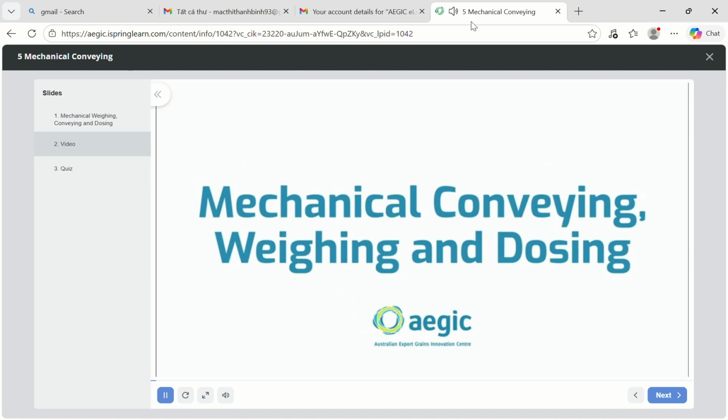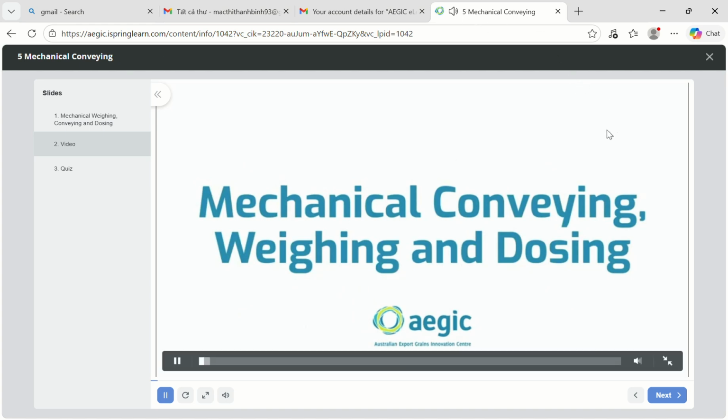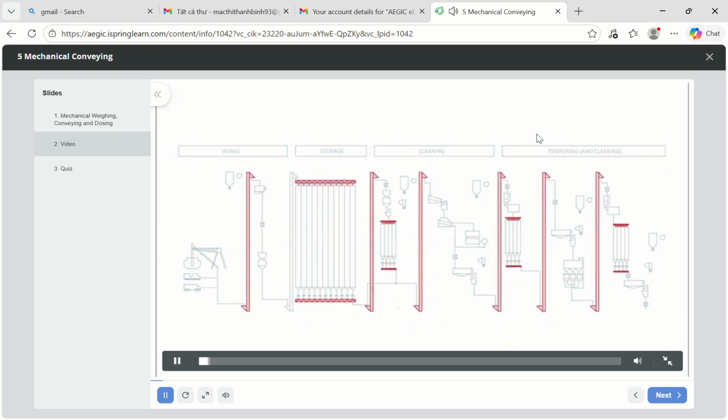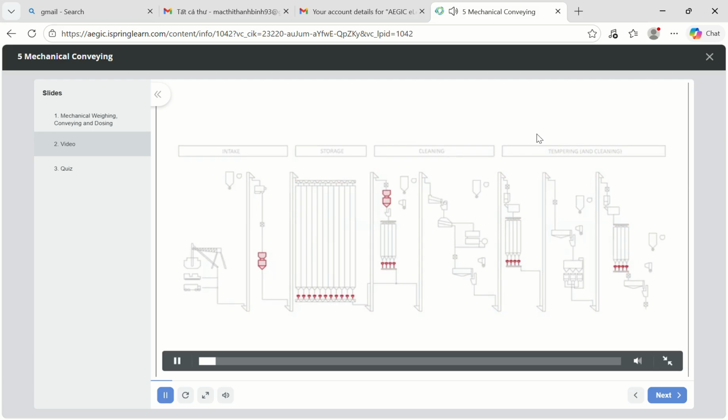Conveying, weighing, and dosing. Many types of conveyors are required to move stocks through the milling process. The weighers and dosers are located at multiple points in the milling process to measure and control the rate of these movements.